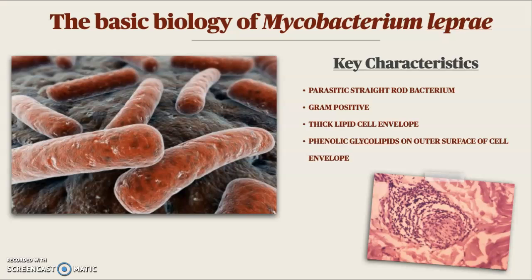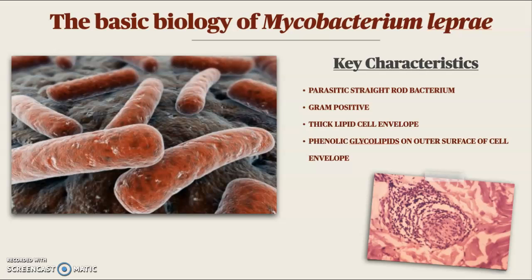So, some key characteristics of M.leprae. M.leprae is a parasitic straight rod bacterium, as you can see from the image here on the left. It's gram-positive, which you can see from both images here, meaning it's going to stain purple or red. And it has a thick lipid cell envelope.